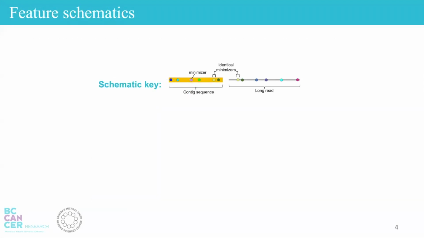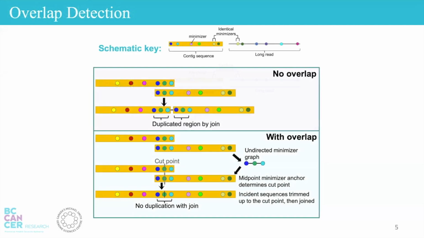First, just a note that the schematics describing the different features will use these orange boxes for context sequences, gray lines for long reads, and the circles for the minimizers where the same color indicates identical minimizers.